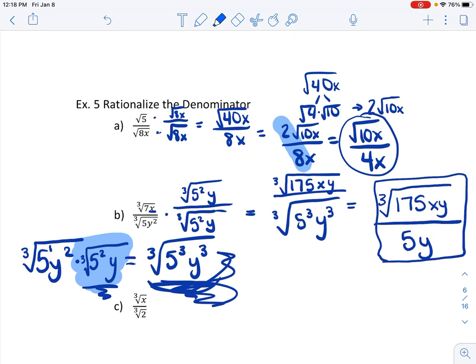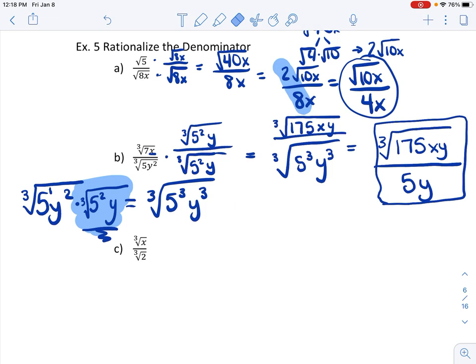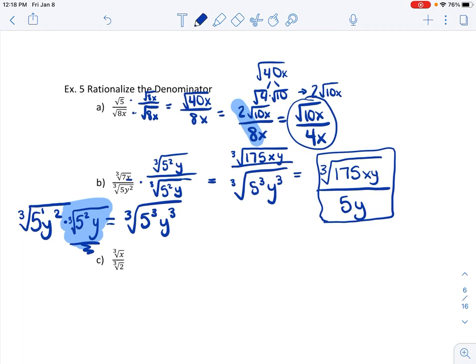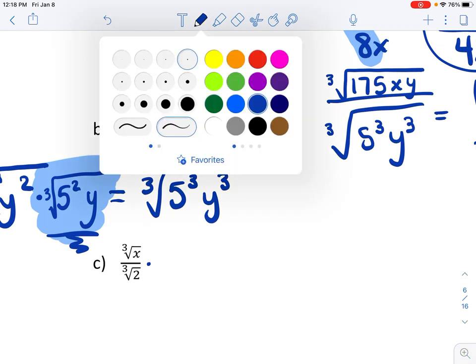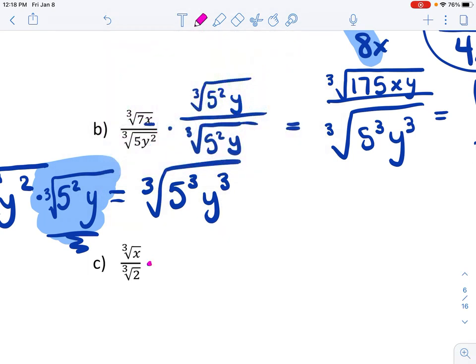Okay. And then lastly, we have another cubed root one. He's going to work very similar. We have to figure out what we need to multiply both the numerator and the denominator by to make this become a denominator of cubed root of 2 cubed. Okay, so all I need to do is, because I have a 2 to the first power, I need to multiply both the numerator and denominator by a 2 to the second power.